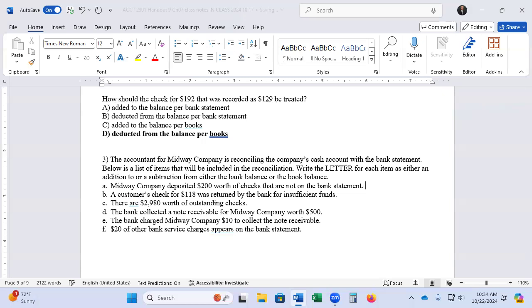And so we have to adjust the bank, right? And we have to add that balance. A customer's check for $118 was returned by the bank for insufficient funds, and that's the book, and we have to deduct from our cash. There are $2,980 worth of outstanding checks that get adjusted on the bank side, and it gets deducted.